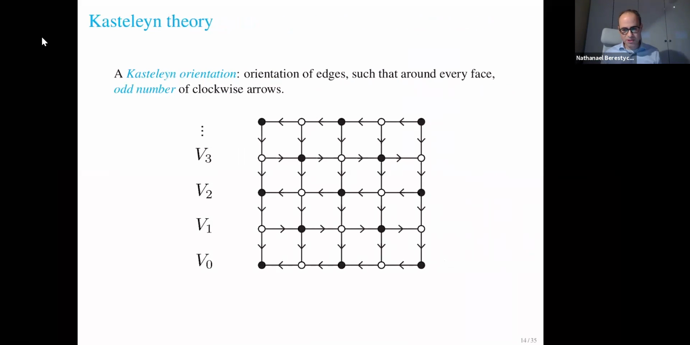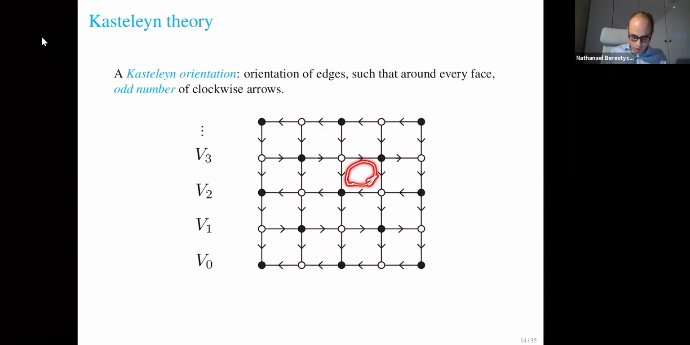Kasteleyn theory starts with a notion called Kasteleyn orientation. We are going to orient every edge. The graph was undirected to begin with, but now we're going to choose an orientation with a very specific property. It looks a bit strange at the beginning, but the property is that if you pick any face, for instance this face, and you go in some direction, you only encounter an odd number of edges that go in the opposite direction. So for instance, here I'm going in this direction.